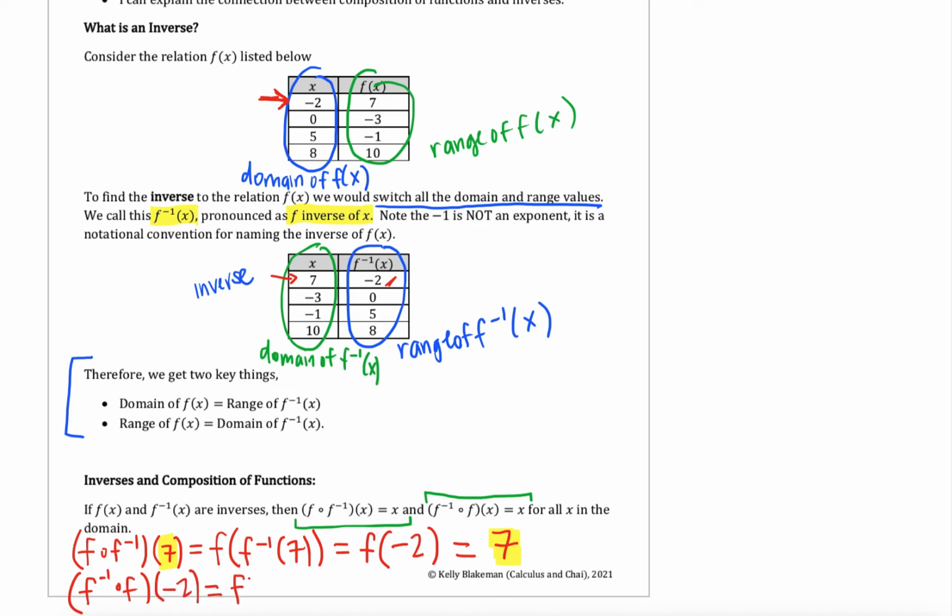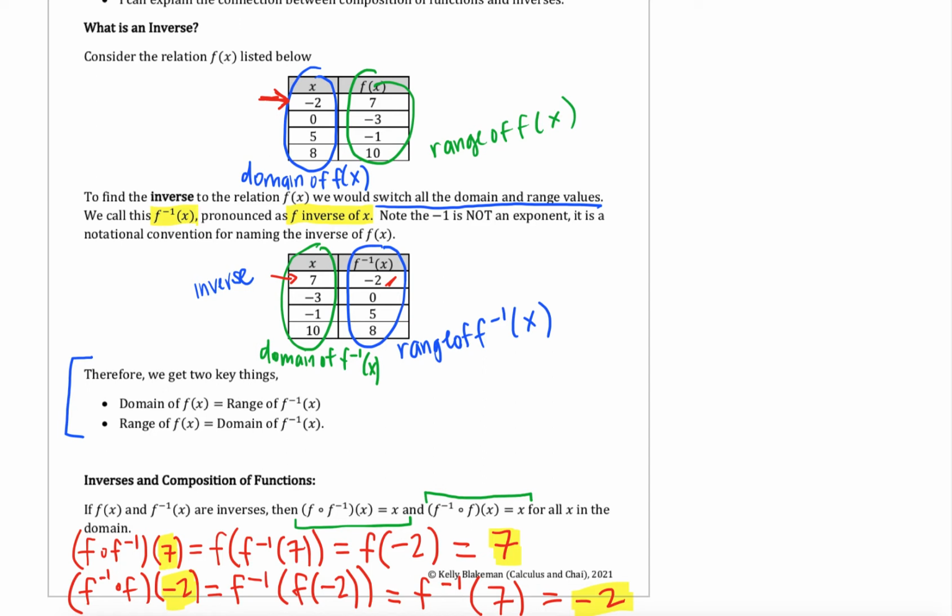Expanding this out, we had f inverse of f of -2. Working from the inside out, f of -2 is equal to 7 based off of the relation that was defined for us. So we'll replace f of -2 with 7. Then from here, we need to find f inverse of 7, which by definition is going to give us back -2. So again, although we started with a different input, when we composed f inverse and f together, we got out that same input that we put into the composition.